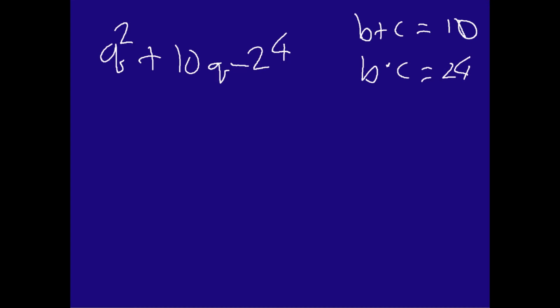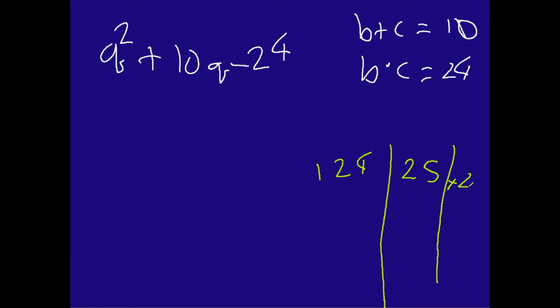All right, so let's see what we can do here. We'll go to the same ones. 1 and 24. Well, that'll give me 25. That's not quite what I want. And of course, 1 times 24 is going to be positive 24, so we don't quite want that.